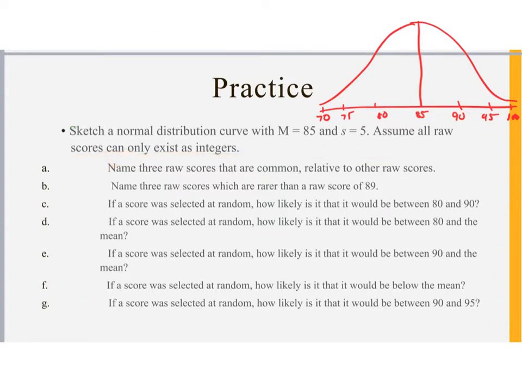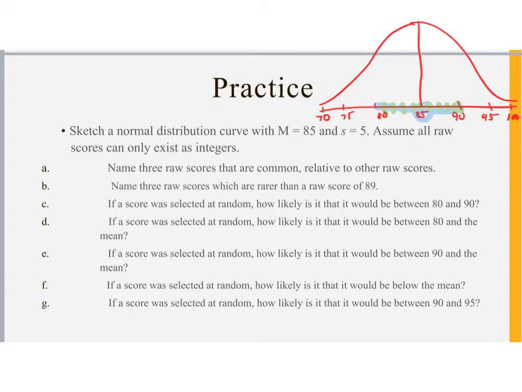The first question asks you to find 3 raw scores which were common relative to others. There are several numbers that you could have given. The most common is 85, but anything close to 85 would also be considered fairly common, like a score of 80 or 81, 82, 83, 84, 85 we already identified, 86, 87, 88, 89, and 90. Those are all fairly common because they're pretty close to the mean.